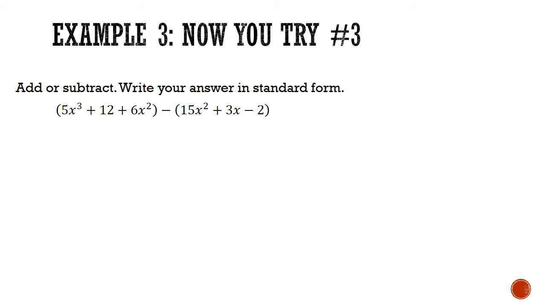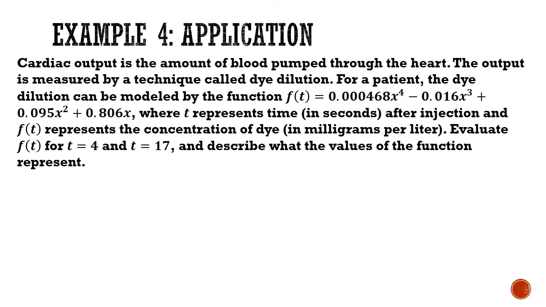Okay, now we're going to look at an application. Cardiac output is the amount of blood pumped through the heart. The output is measured by a technique called dye dilution. For a patient, the dye dilution can be modeled by the function f of t equals 0.000468 x to the fourth minus 0.016 x cubed plus 0.095 x squared plus 0.086 x. T represents time in seconds after the injection, and f of t represents the concentration of dye in milligrams per liter.